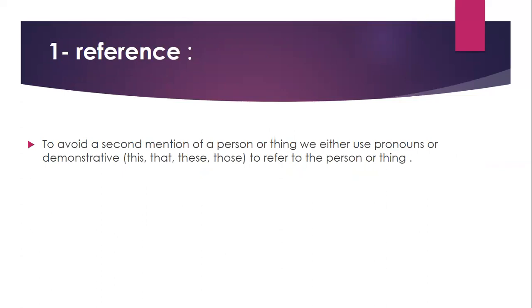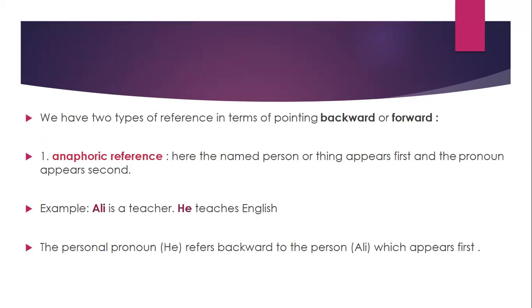So let's start with reference. To avoid a second mention of a person or thing, we either use pronouns or demonstratives: this, that, these, those, to refer to the person or thing. We have 2 types of reference in terms of pointing backward or forward. The first one is anaphoric reference. Here, the named person or thing appears first and the pronoun appears second.